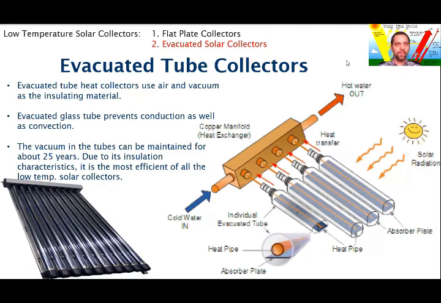Evacuated tube collectors. Evacuated tube heat collectors use air and vacuum as the insulating material, so the heat pipe is inside a vacuum-sealed tube. The evacuated glass tube prevents conduction as well as convection losses, because there is no physical contact. The liquid pipe floats in the vacuum like the Earth in space. The vacuum in the tubes can be maintained for about 25 years. Due to its insulation characteristics, it is the most efficient of all the low-temperature solar collectors.